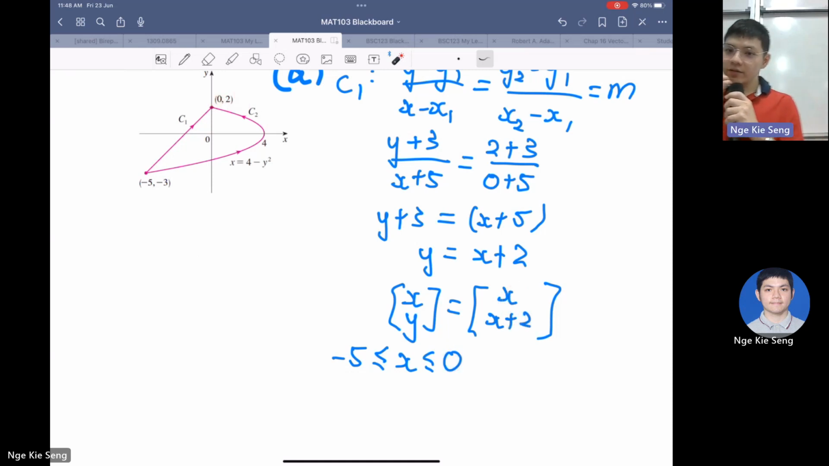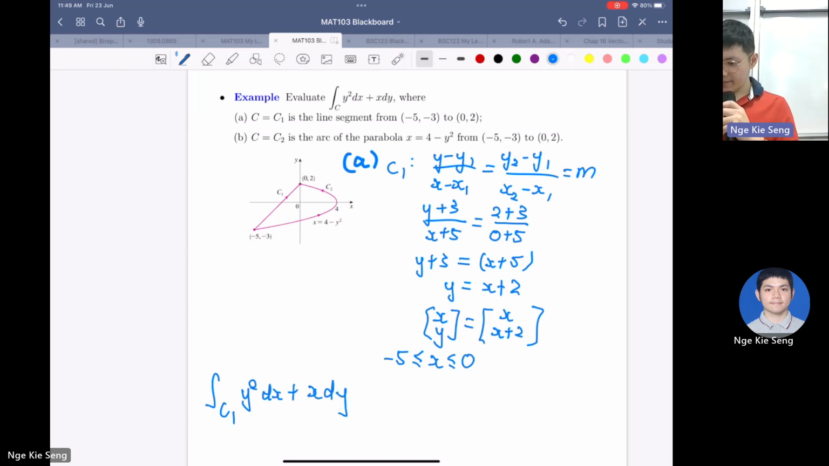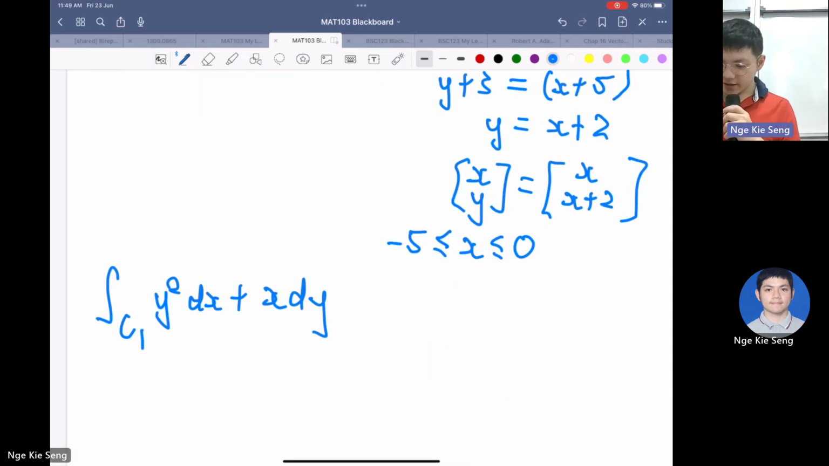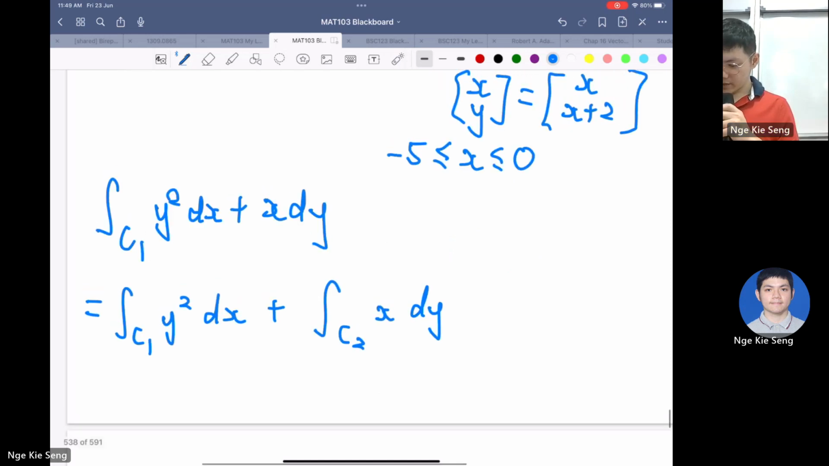All right, so should we solve this? Let's solve this. What's the integral here? Integrate over C1 of y squared dx plus x dy. Integration is linear, so we can split this up. Similar to differentiation, integration is also linear. We like linear stuff so that we can break out the sum and scalar multiplication.